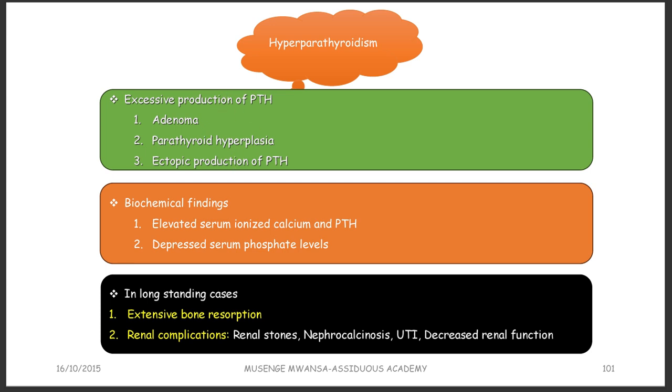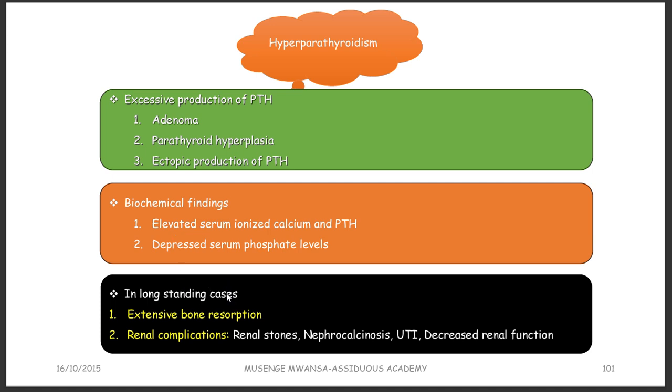All right. And what can you find when you have an increase in parathyroid hormone? One, you are going to see an elevated serum ionized calcium. There is going to be a lot of ionized calcium in blood, and we are also going to see a lot of parathyroid hormone. And then there's also going to be a depressed serum phosphate level. Remember, when you have a lot of parathyroid hormone, there's going to be excretion of phosphate, so it is going to be low in blood. Okay, so if you want to tell if someone has hyperparathyroidism, you can do these tests.